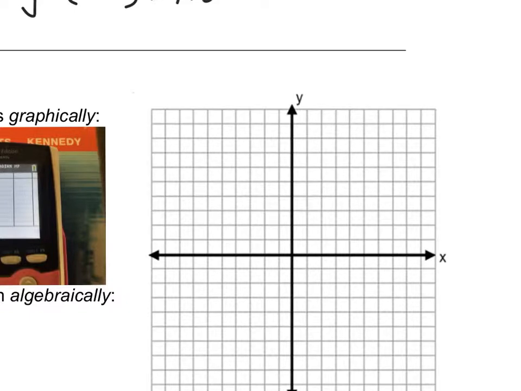I got negative 2, 9. I'm going to do that in blue. So that'll give me a point there. Negative 1, 4. Point right there. 0, 1. That also corresponds with the y2. There should be some points that are corresponding with one another.